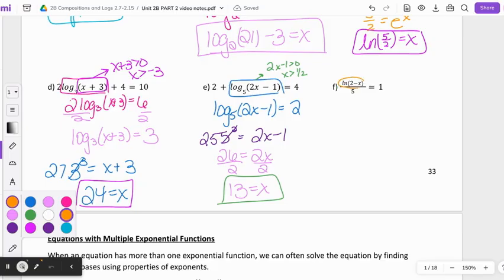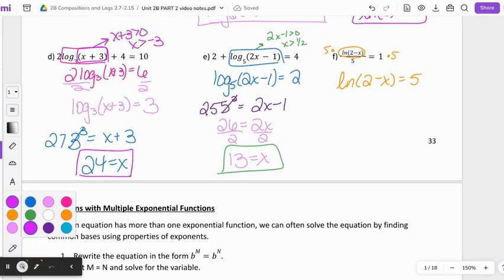All right, so here we've got a log and it's being divided by 5. So the first thing we should do is multiply both sides by 5 to get that out of the denominator. Then we're going to convert this to exponential. Since that's ln, it's log base e, so e to the 5th.